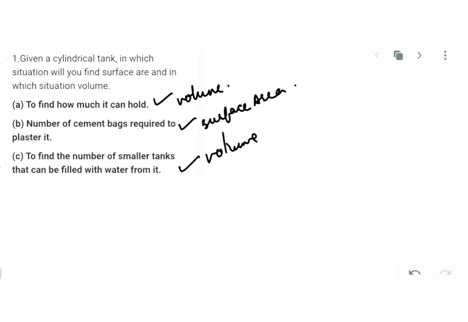Got my point clear? Okay, so in that case you can say that whenever we have the amount of space occupied by an object like water, milk, anything else, then we have to find the volume of the object. When we want to cover the region or the outer surface, then we will go for surface area. Clear?